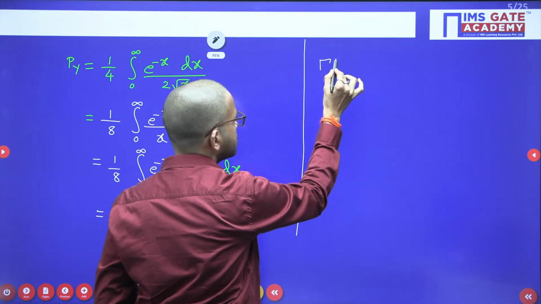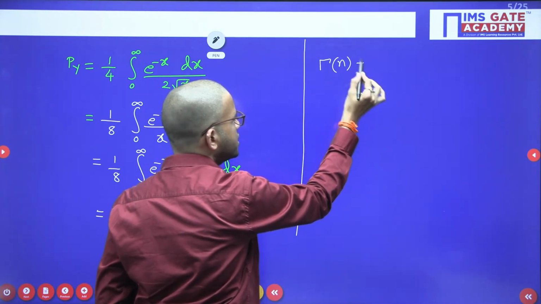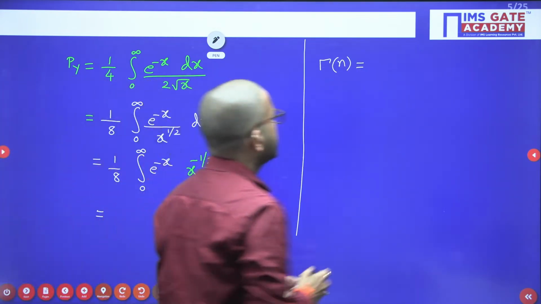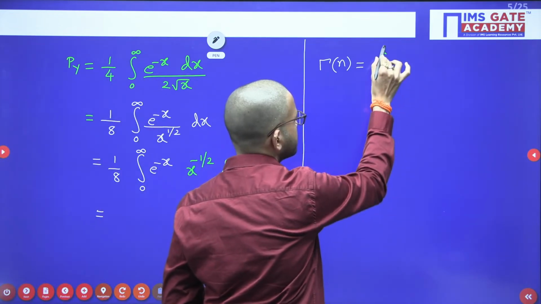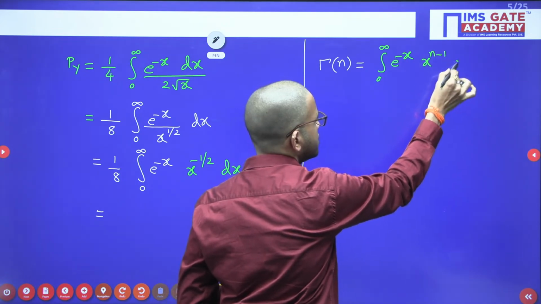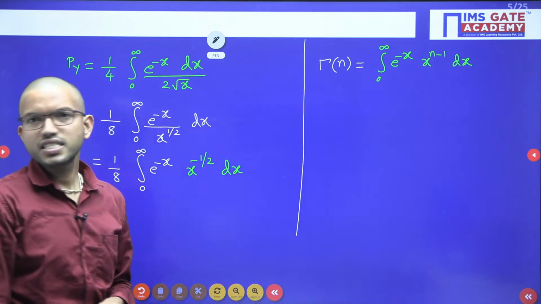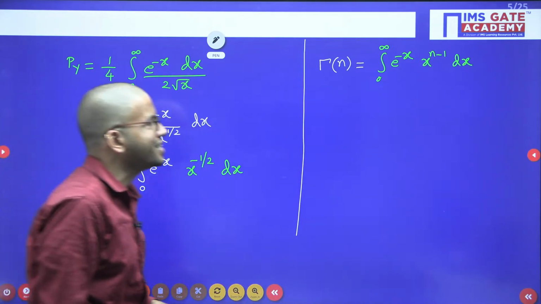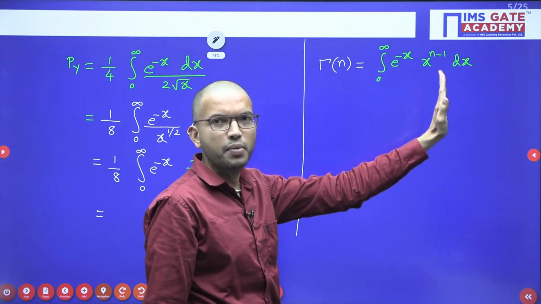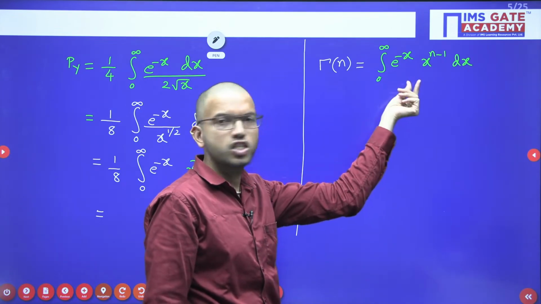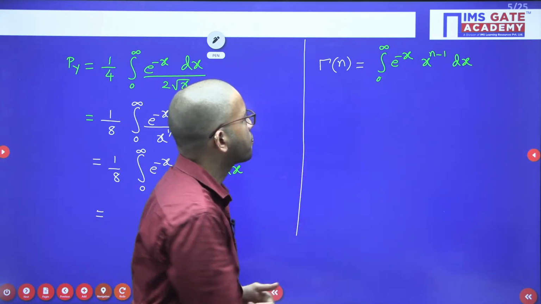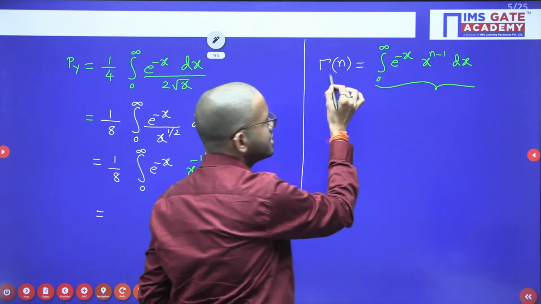Gamma function. Gamma of, say for example, I am considering it is a function of n, right? So integral limits are 0 to infinity e power minus x into x power n minus 1 dx. Whenever you are performing integration, if you are having an exponential term and an algebraic term, especially when it is in the power of x, try to represent it in this function. This overall function you can write as gamma of n.